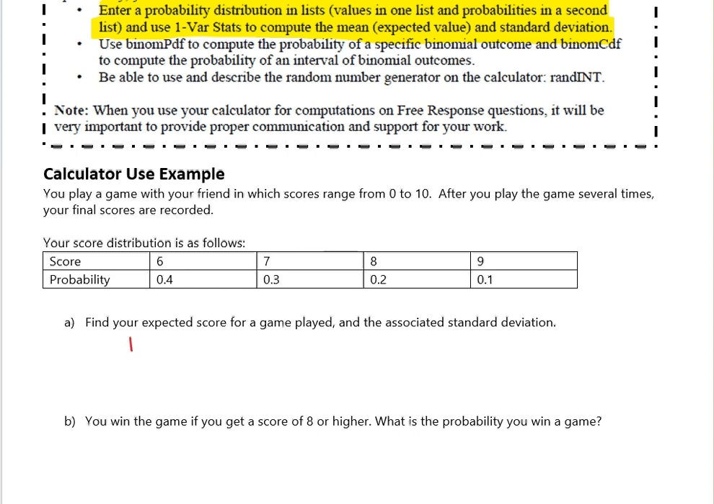So I'm going to label my score S. And then I also want to find my standard deviation of my score. Now, in order to find the expected score here, I would do 6 times 0.4 plus 7 times 0.3. However, you don't have to show all that math for the College Board. You can put some dots in the middle and then do 9 times 0.1.